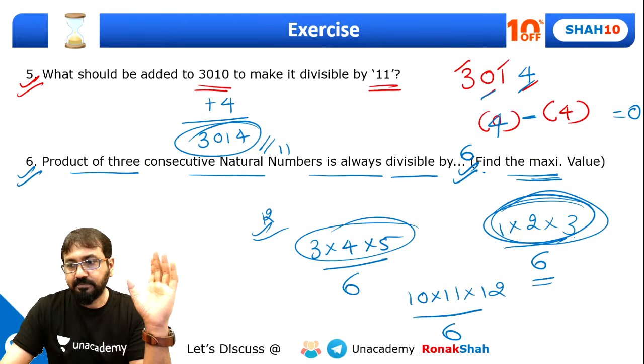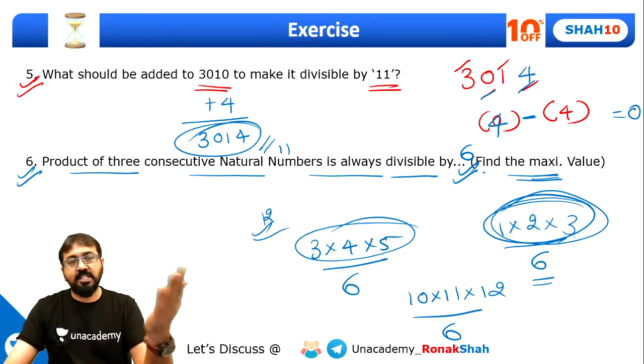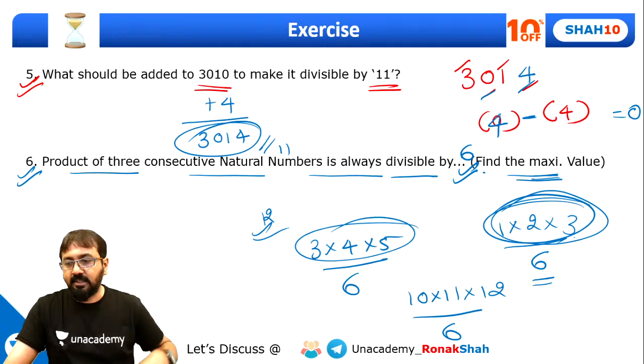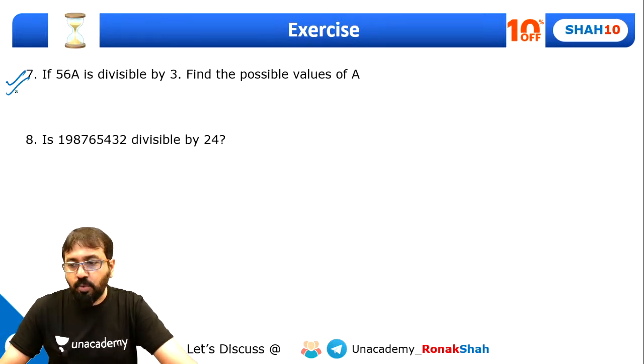समझ में आया एवरीवन? You know, the best way to answer such a question is take smallest 3 numbers. So which are the smallest 3 numbers? 1, 2 and 3. Yes? Okay, fine. Guys, please tell me the answer for this 7th question.